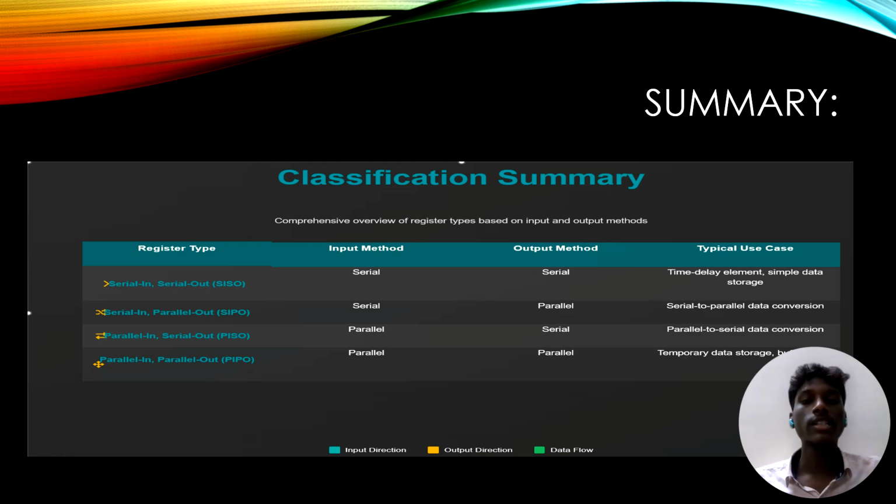Registers are essential components of digital circuits. They store data temporarily and transfer it efficiently between system parts. Depending on input-output configuration, they can act as shift registers or storage registers. The four main types, SISO, SIPO, PISO, and PIPO, each have distinct applications in data handling and conversion.